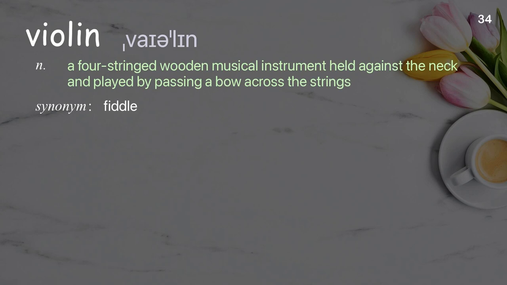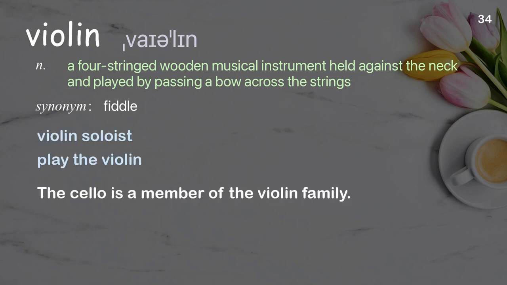Violin: a four-stringed wooden musical instrument held against the neck and played by passing a bow across the strings. Examples: violin soloist, play the violin. The cello is a member of the violin family.